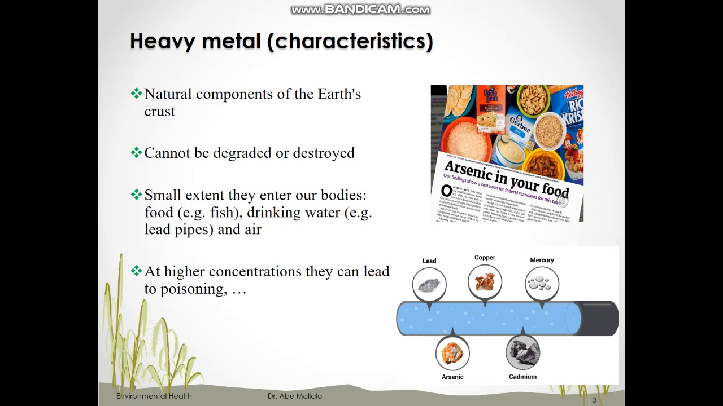Or through the air, like dust of aluminum or dust of copper, small particles can enter our bodies. At a high concentration, they can result in poisoning and cause severe adverse health effects on internal organs, and can cause physical and mental problems that we will talk about in the next few slides.